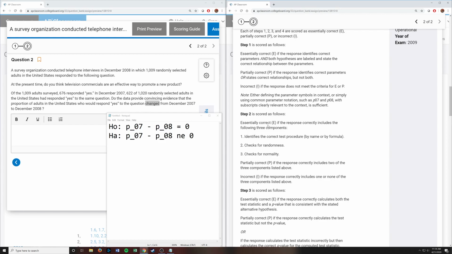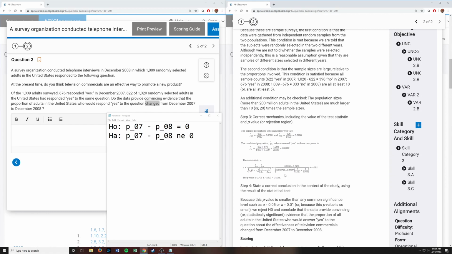You get an E if you did all 3 things. You have to identify the test that you're doing. You can either say 2-sample z-test, or you can use the formula, like the z-score formula. Okay, and then check your conditions. Partially correct if you do two of the 3, incorrect if you have 1 or none.